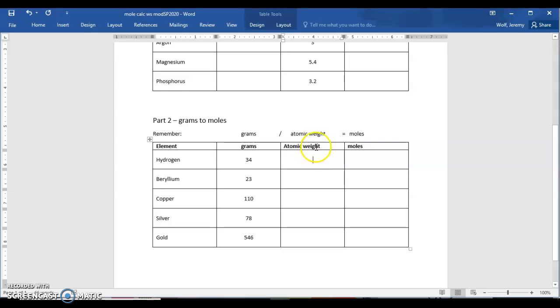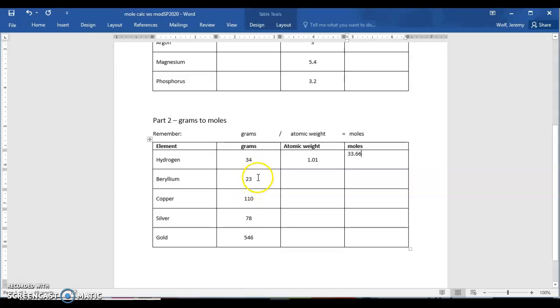So we take 34 divided by 1.01, and my calculator tells me it is 33.66. My calculator tells me 33.66, 33.6634, so on and so forth. But I'm just going to write those first 4 numbers down. Okay. Next we have beryllium.